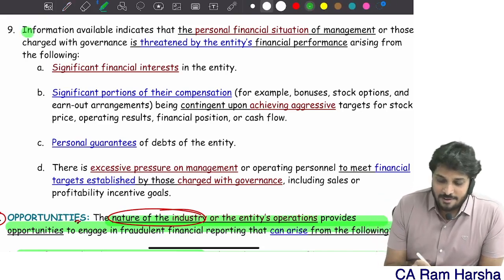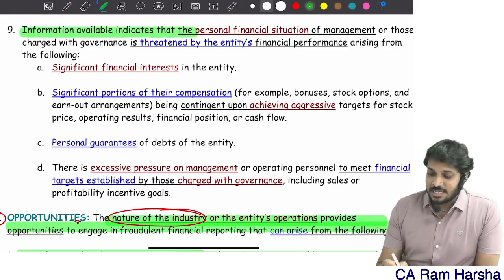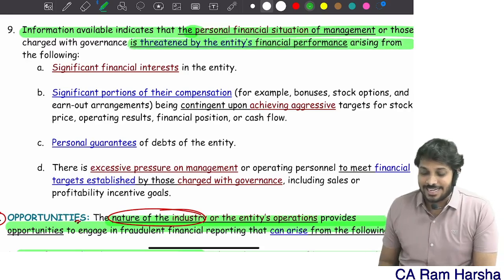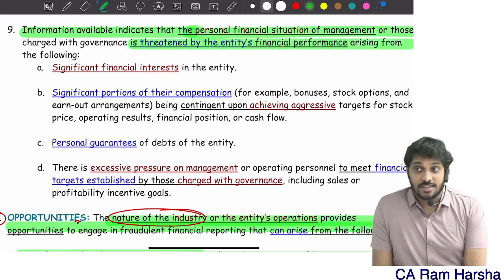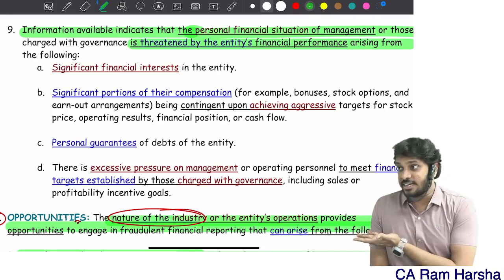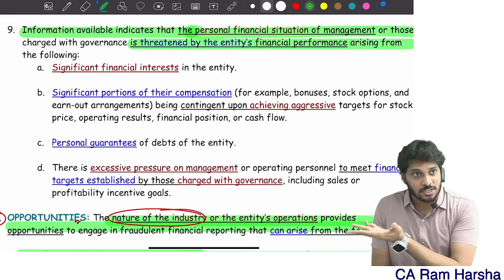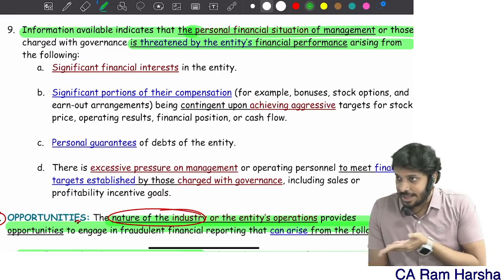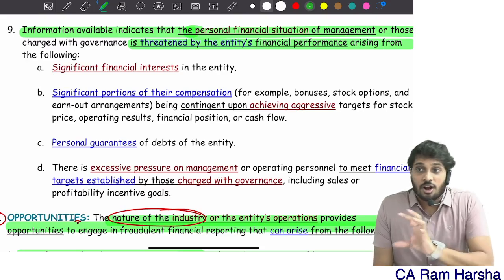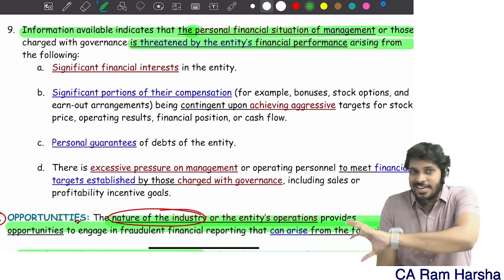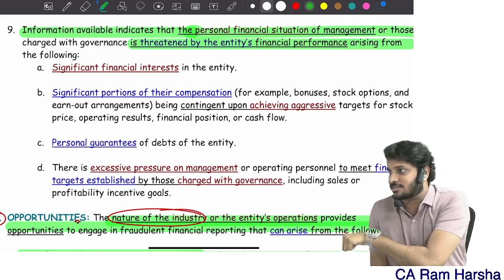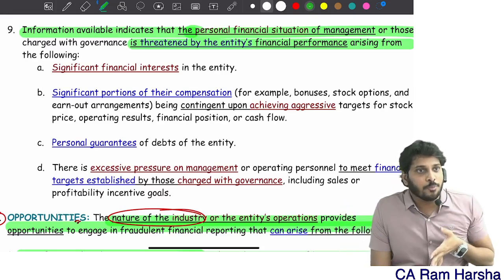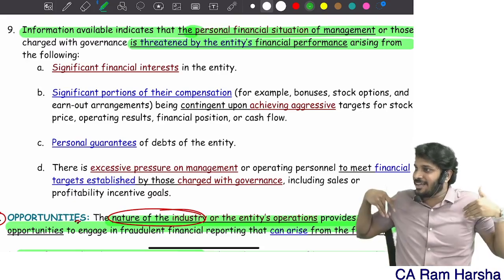Information available indicates that the personal financial situation of the management is threatened by the entity's performance. This is another one. Suppose a director gave a guarantee to the company, thinking the company will perform very well so that he can benefit. But the company is completely bankrupt. I am the one who is becoming liable. So in order to remove the guarantee, to provide an alternative security, I manipulated results, and somehow got some new borrowing and relieved my guarantee.